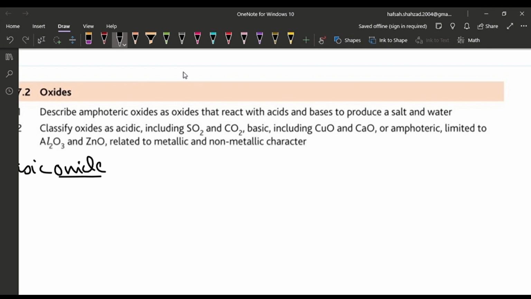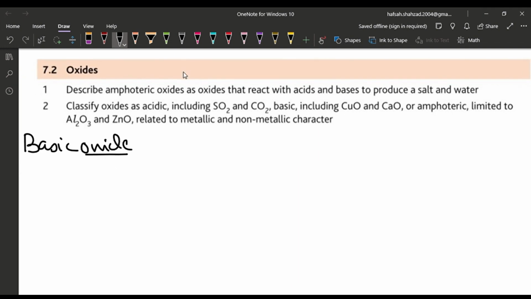Basic oxides do not react with base. Basic oxides can never react with base, and acidic oxides can never react with acid. An acid would obviously always react with a base. It can never react with another acid. That's a thumb rule. An acidic oxide, for instance, sulfur dioxide and carbon dioxide, they are acidic oxides, have a pH of less than 7, obviously, and they react with bases to form salt and water.